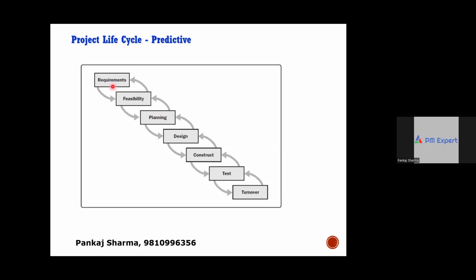Now, we are moving from requirement to feasibility to planning to design to construct to test to turnover. This kind of life cycle, called the waterfall model or predictive model, works extremely well when the requirements are very clear, there is certainty about technology, and the project is relatively small. But let's see the disadvantage of this method when the project has some level of uncertainty and is relatively bigger in size. Can we assume a project to be a 12-month project?